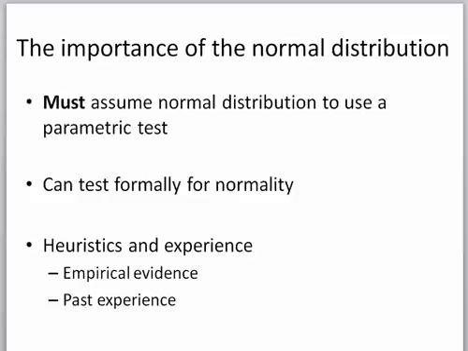A very quick and dirty way of doing it is to compare the mean and the median. So if the mean and the median are pretty much bang on or within a few percent of one another, it's likely to be normal. It's quick and dirty and it's crude, but it can absolutely work.